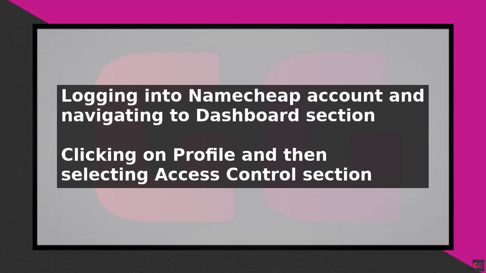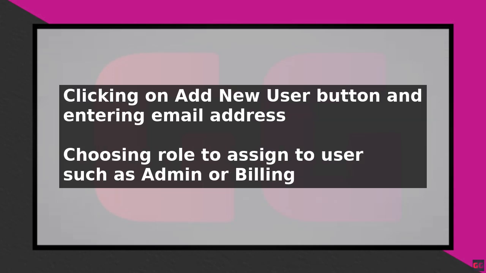Next, click on the Add New User button and enter the email address of the person you want to grant access to. Choose the role you want to assign to this user, such as admin, billing, or tech. Each role has different levels of access and permissions, so make sure to select the one that suits your needs.